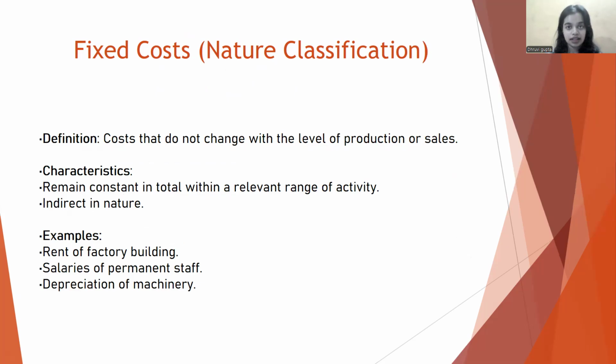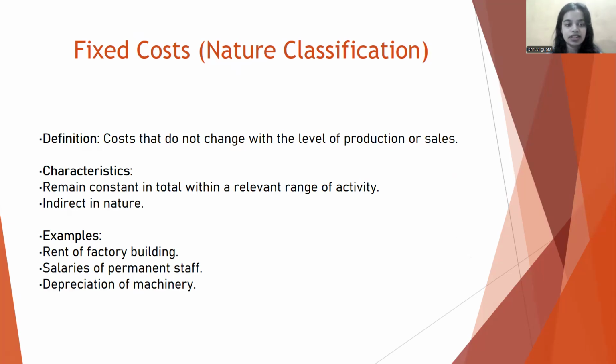So the definition says costs that do not change with the level of production or sales. The costs which do not change with the production level and which are fixed under any circumstance are called fixed cost. The characteristics: they remain constant in total within the relevant range of activity. Within the relevant range, the fixed cost remains unchanged. After a certain range, the fixed cost also increases.